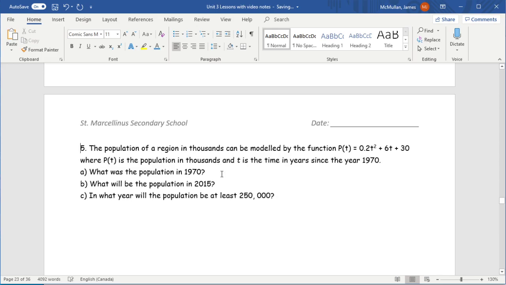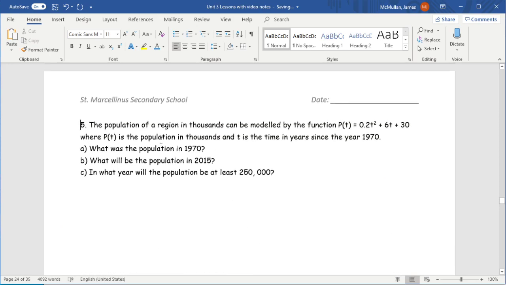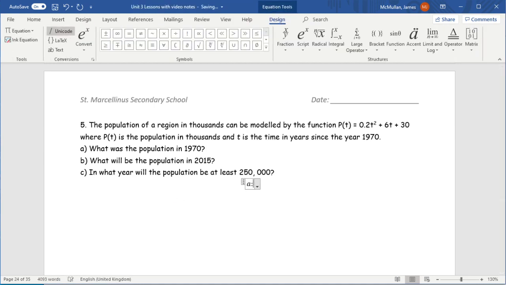Okay, now a couple more to do. There's a population of the town. Population of a region in thousands can be modeled by the function P of t equals 0.2t squared plus 6t plus 30, so a is 0.2, b is 6, and c is 30. And t equals years since 1970. Therefore, 1970 is t equals 0. Please make sure you do not sub in 1970 into this equation.